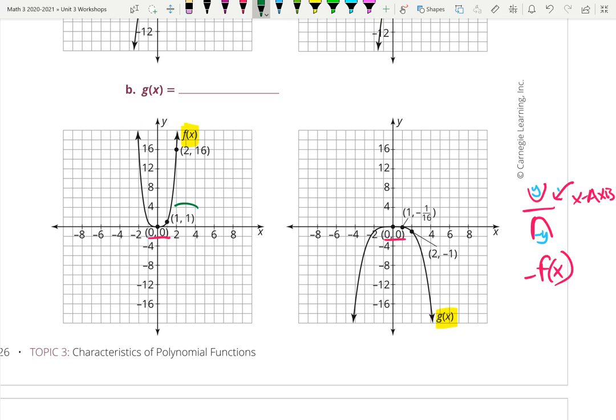I also see that this point, notice how only the output changes, only the y value changes. It gets divided by 16. So essentially what's happening is that it's being dilated by 1/16. It's going to be compressed. So let's go ahead and write this out. It is going to be negative 1/16 of f of x.